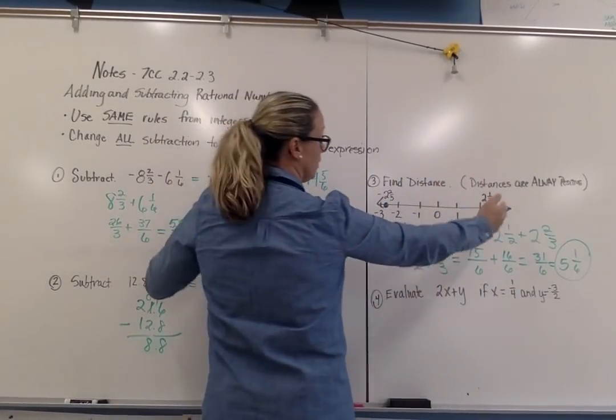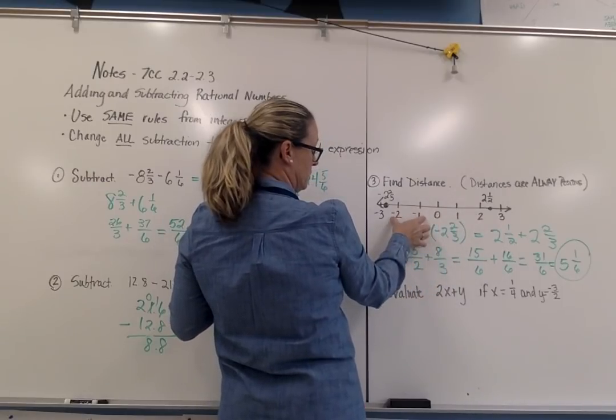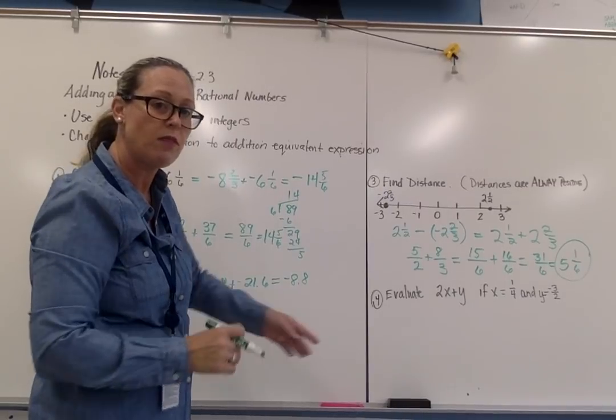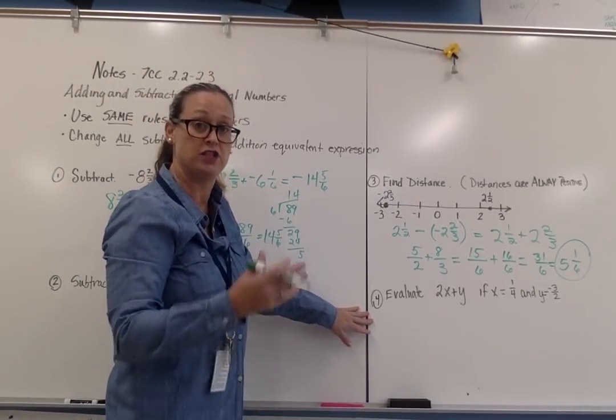I can also look at it this way. The distance here is 2.5. The distance here is 2 2/3. I add them up for a total of 5 1/6. On my last one, I'm evaluating using positive and negative fractions and decimals.